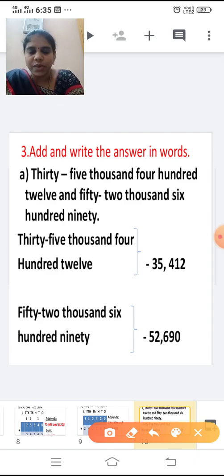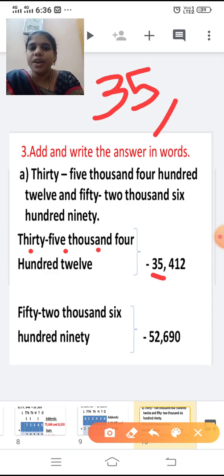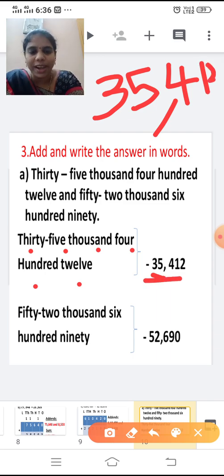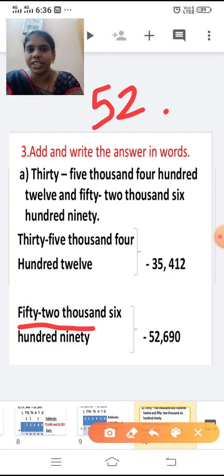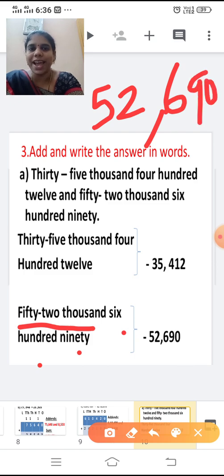So, first take the first one, 35,000. So, 35, write the number, 35,000. So, 35,400. So, 412. 1, 2. So 35,412. Second one, 52,000. It is in thousands place, right? After that one, comma, 690. This we are going to add now.